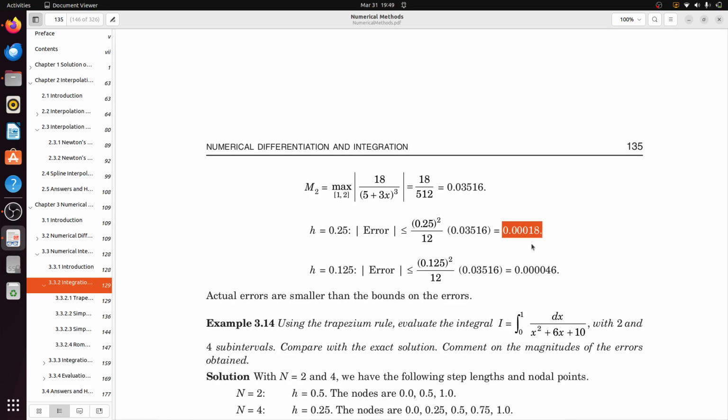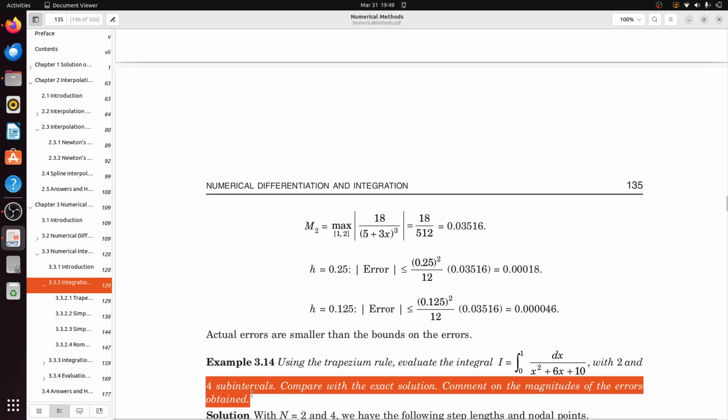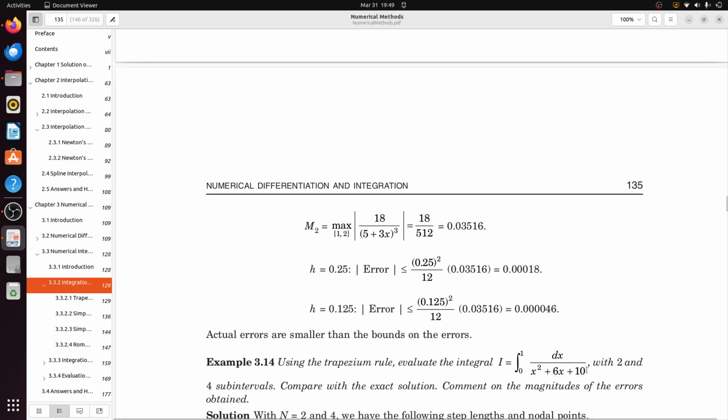Okay. Now you use the trapezoidal rule. Evaluate the integral I equal to 0 to 1 of dx by x square plus 6x plus 10 with 2 and 4 subintervals. First you compute it for 2 subintervals. That means the nodes will be x0 equal to 0, x1 equal to 0.5 and x2 equal to 1. You just compute it.